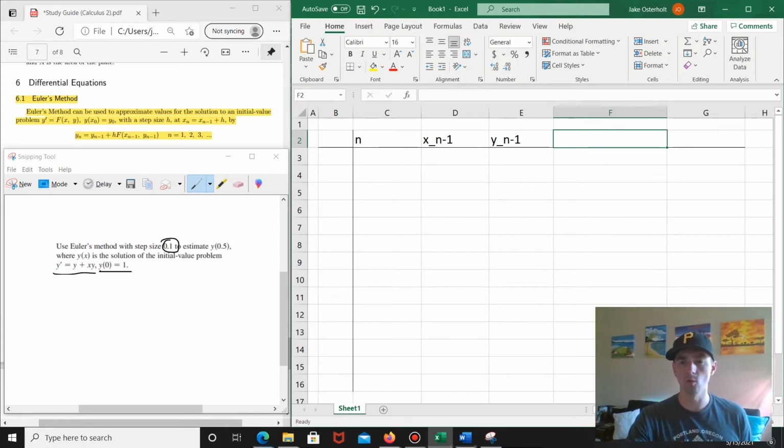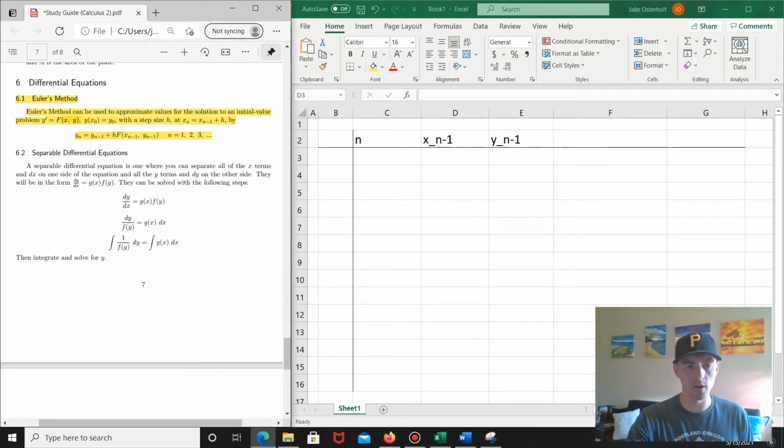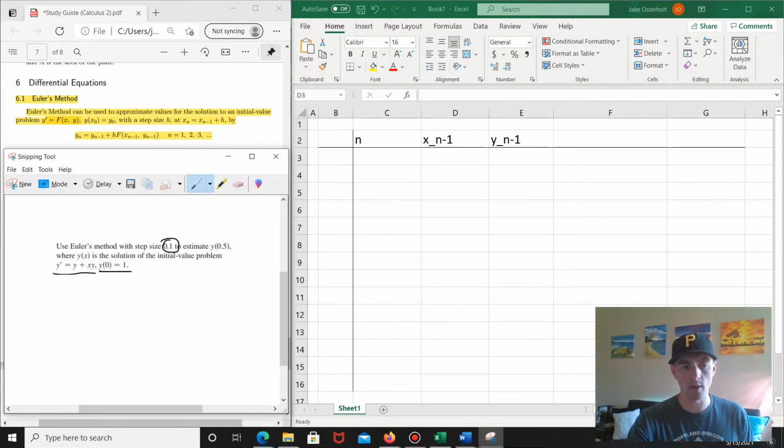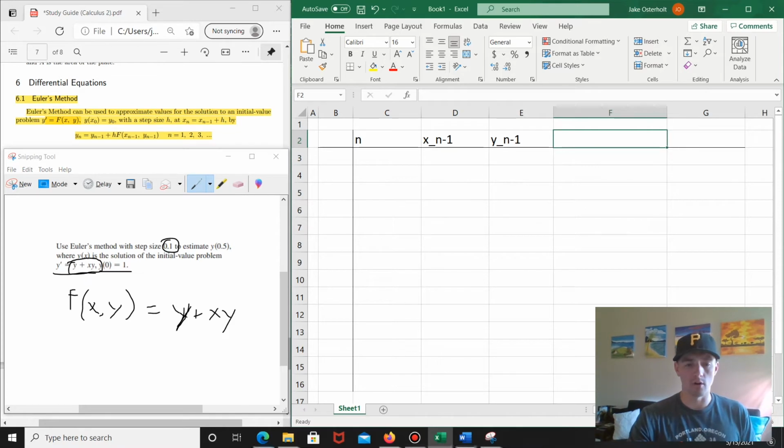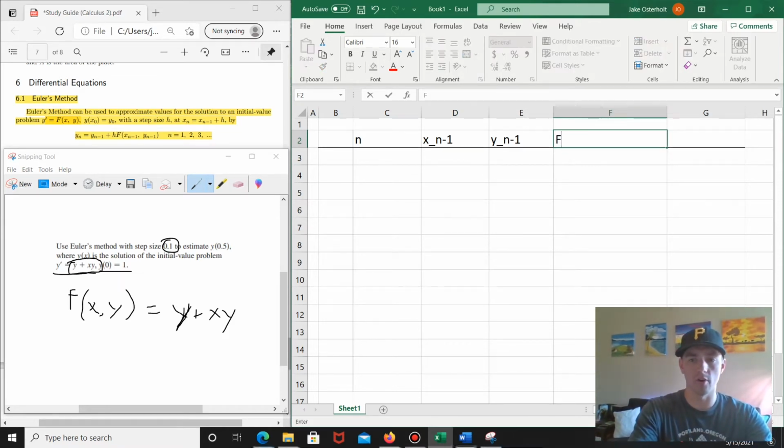So that's going to be whatever you get for plugging in the x and y values that are in these two columns into our f of xy, which again is just going to be whatever y prime is equal to. Since in this case we're given that y prime is y plus xy, y plus xy is going to be our big f of xy. So f of xy equals y plus xy. And that is what we want our next column to be. So this is going to be f of x sub n minus 1.